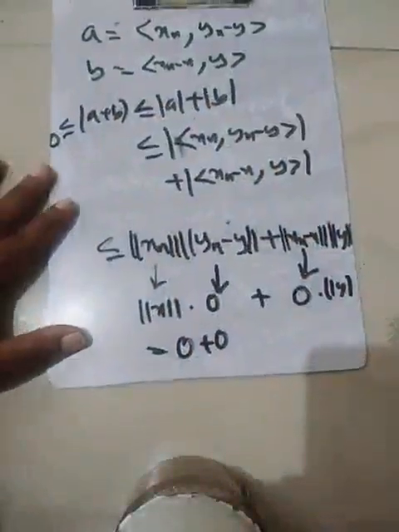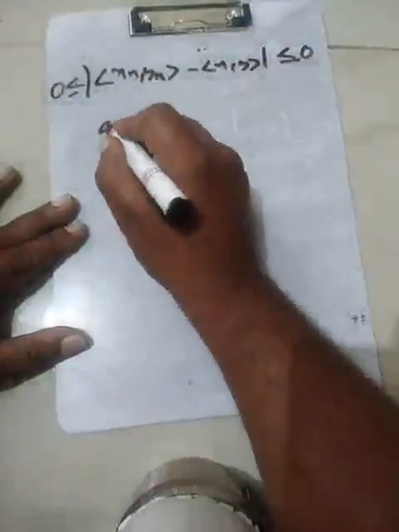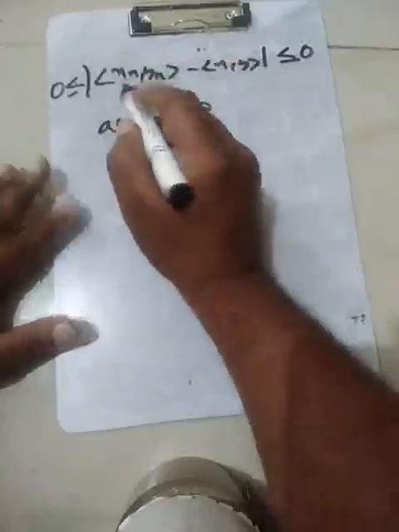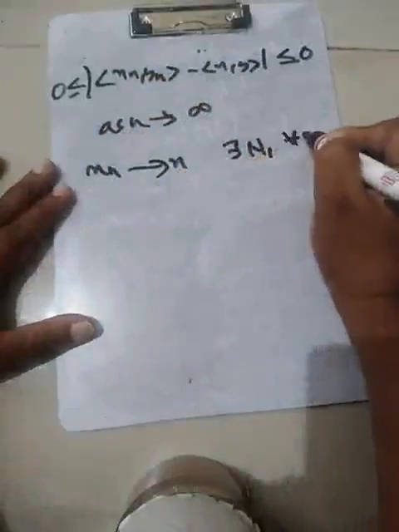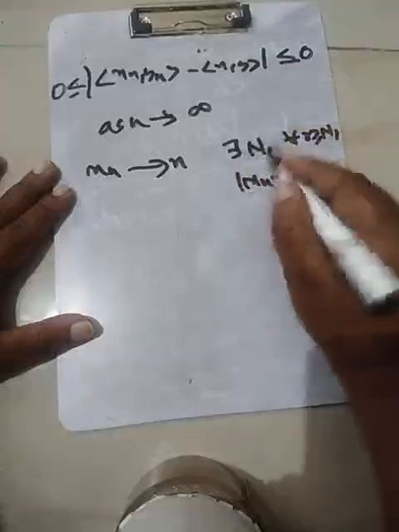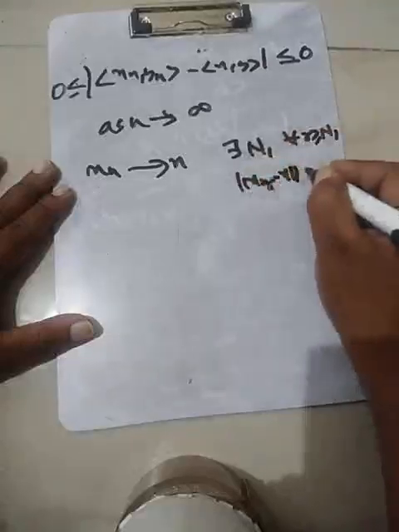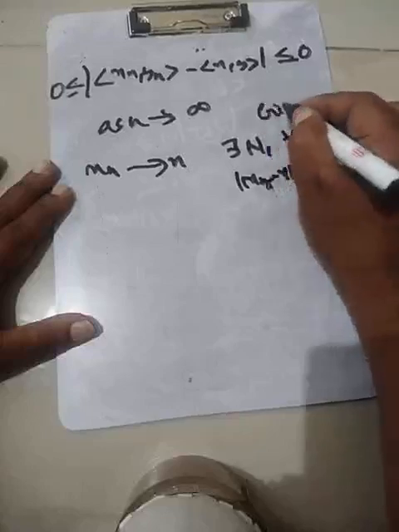So what do we get? These terms were nothing but the absolute value of the inner product of xn with yn minus the inner product of x with y. This is bounded by 0, and it is always non-negative, so in fact this is 0. So in other words, as n tends to infinity, a more proper way would be this: since xn converges to x, there exists a stage n1 such that for all r greater than or equal to n1, the norm of xr minus x is less than epsilon. So given epsilon, this is the argument.